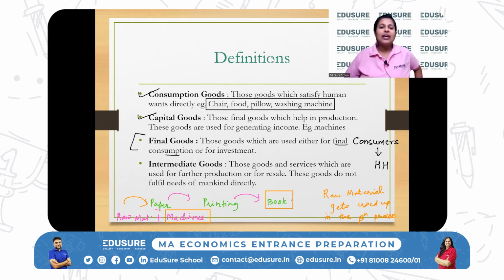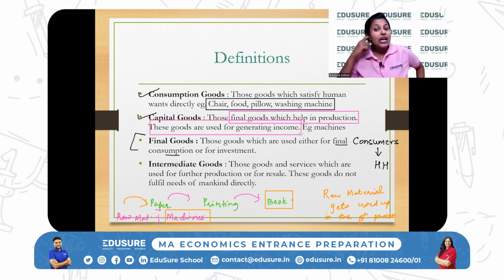Okay, so if you see, the whole production process is done. The raw material became output. Finally, what came into your hands? What is left in your hands? The book and the machines. Two things are left. Okay, so those goods, those final goods which help in production and are used for generating income are called machines. Now, machines are also a type of final good.